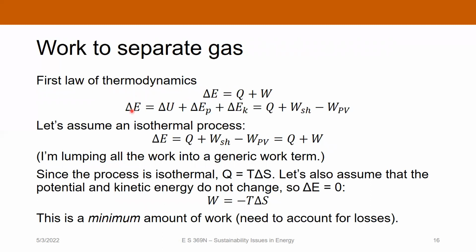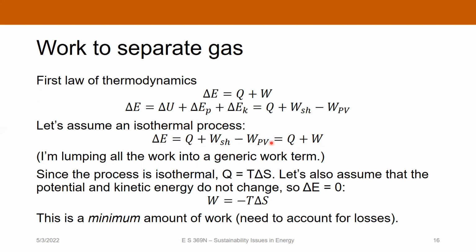Okay, now we can expand that into the different types of energy. So change in internal energy plus change in potential plus change in kinetic energy is equal to heat added plus work done by the system, that's shaft work, minus work done to the system, which is PV work. So done by the system versus done to the system is why we have the difference in the signs there, okay? Now, isothermal process, we're not changing potential or kinetic energy, so we can drop all these terms and just say that delta E is going to be this stuff that was on the right-hand side, and let's just combine all the work into a generic work term, okay?